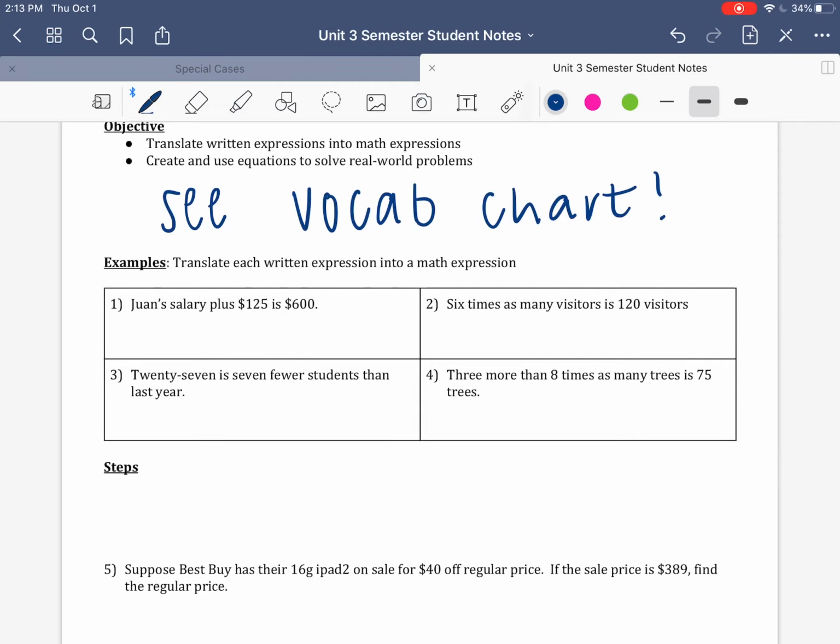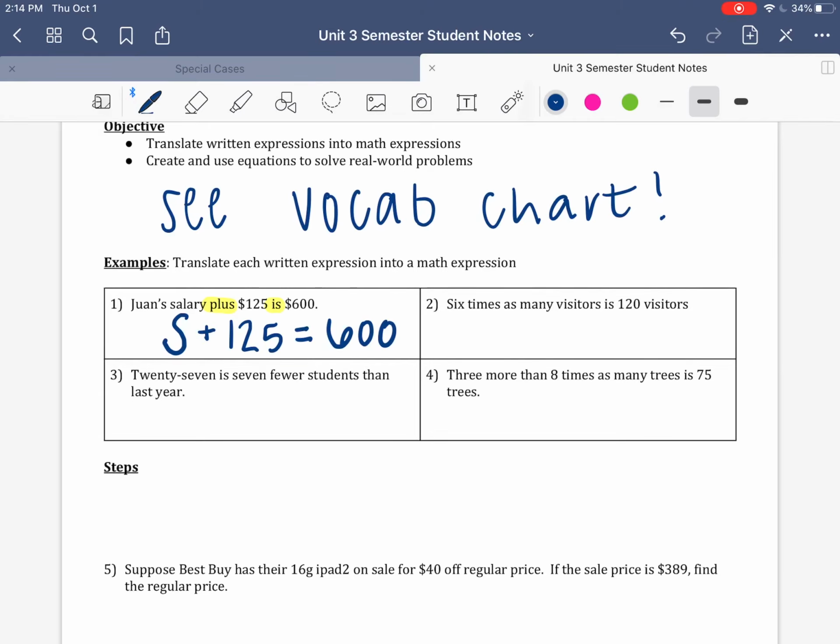So in number 1, it says Juan's salary plus $125 is $600. So we don't know what Juan's salary is. So I'm going to use an S for salary. And then I see this buzzword, plus. So plus 125. The word is was not on my list, but it usually signals that we're going to have an equal sign. So his salary plus 125 is 600. So that's taking a sentence and translating it into a math sentence.